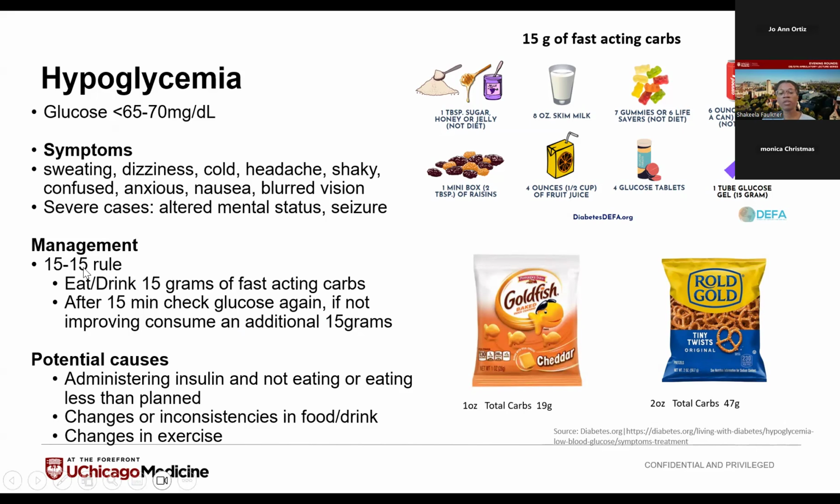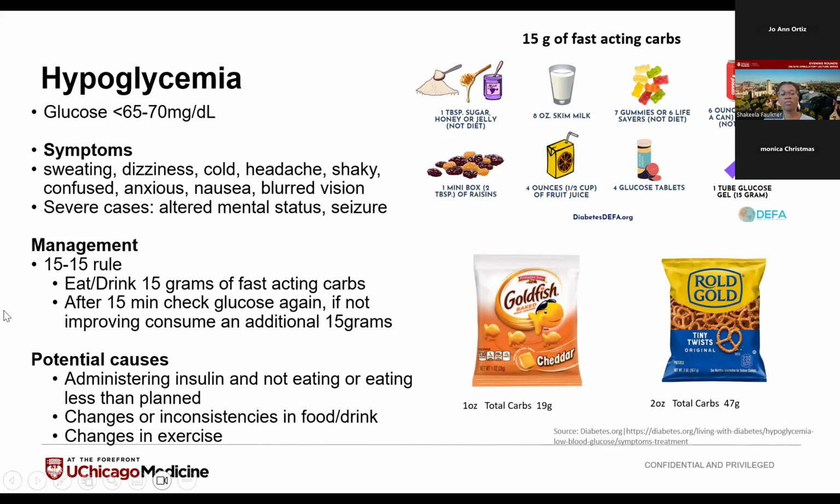Then in terms of management, there's a really helpful 15 by 15 rule. So you should eat or drink 15 grams of fast-acting carbs and then recheck the glucose 15 minutes later. And if it's not improving, then consume an additional 15 grams.